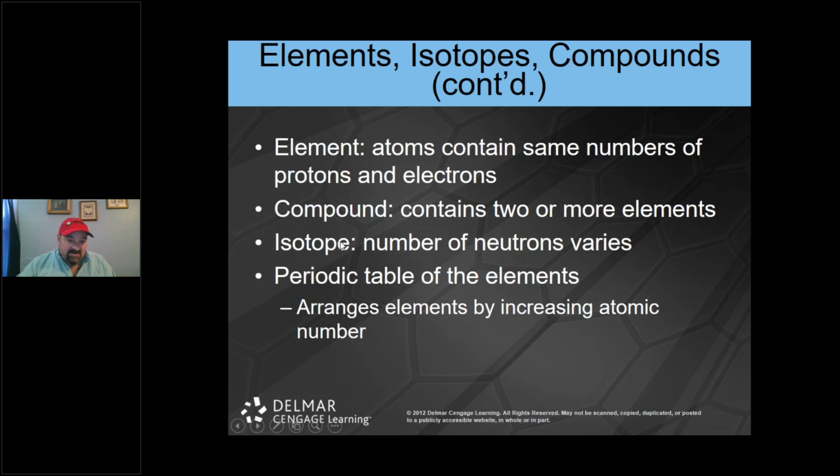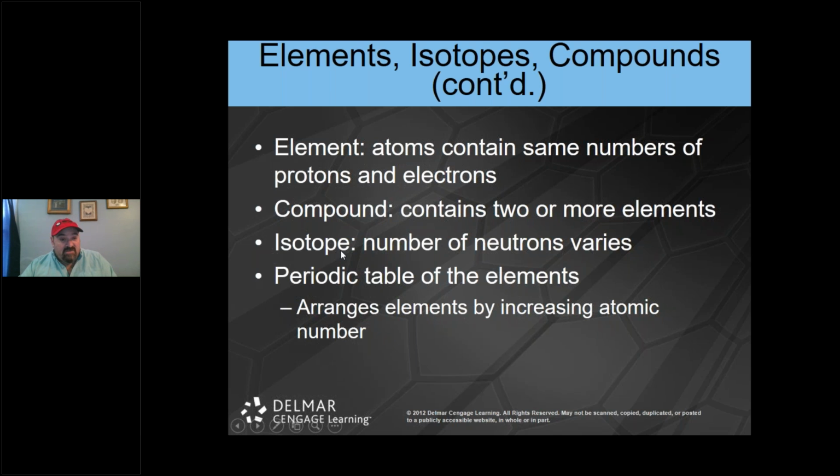Elements, compounds, isotopes. This is the periodic table of elements that I just showed you before. An element's atoms contain the same number of protons and electrons. You need to know that the protons and the electrons are the same in number within the element, but the neutrons can vary in number. Two or more elements coming together create a compound.